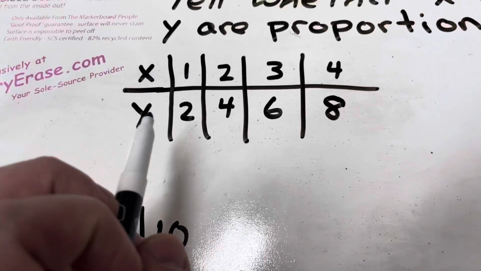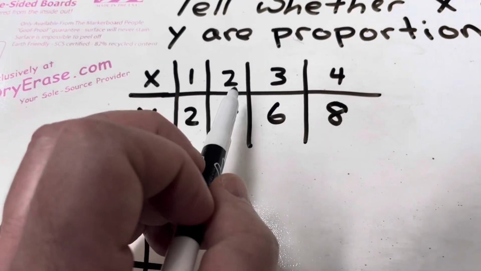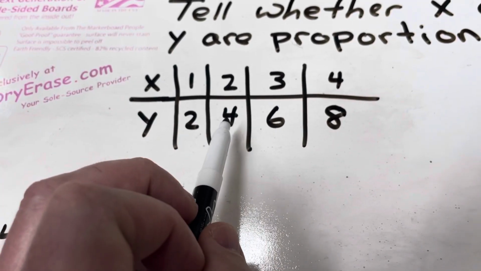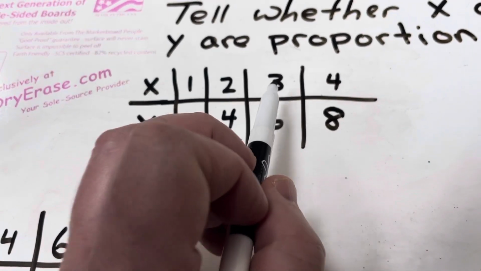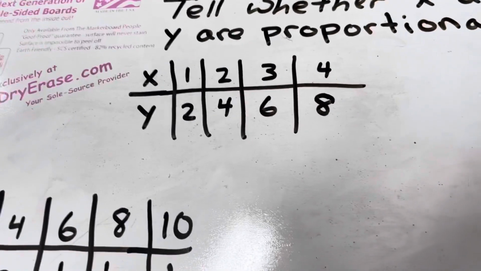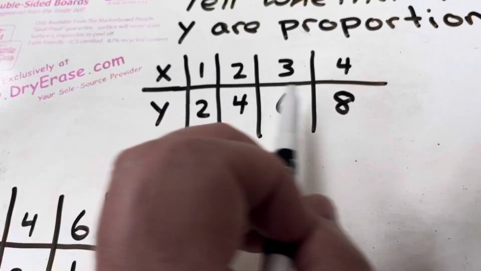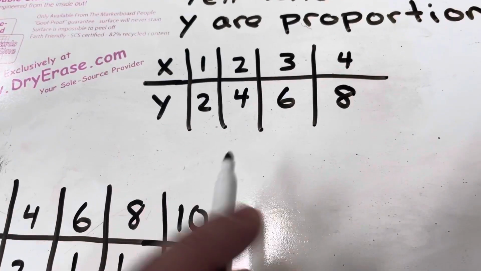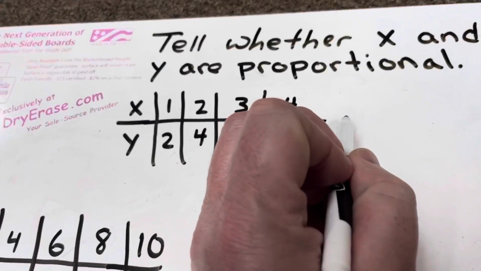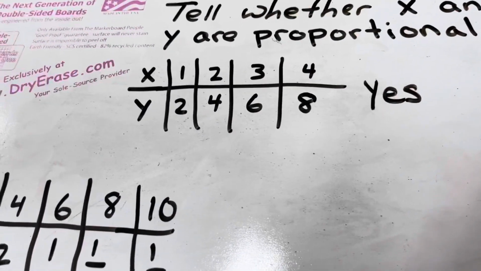So I'm saying, okay, well, I did 1 times 2 to get 2, 2 times 2 to get 4, 3 times 2 to get 6, 4 times 2 to get 8. So I did the same thing every time. I multiplied whatever the x value was by 2, and that gave me the y value every time. So that would tell me that here in this first example, this is definitely proportional.